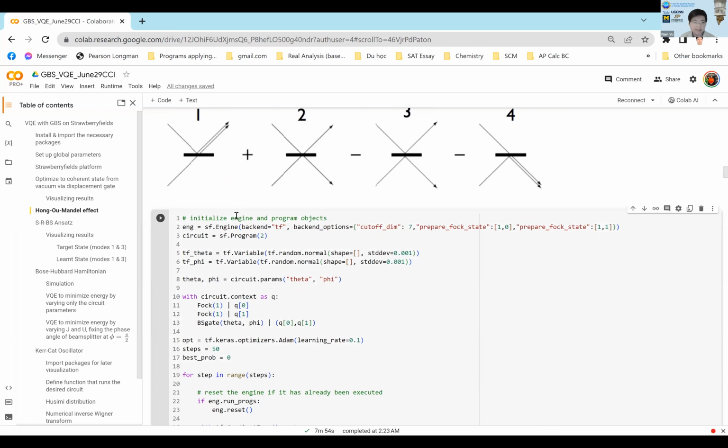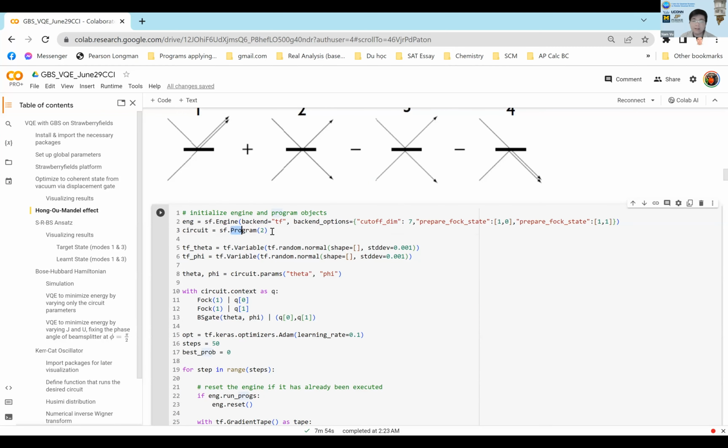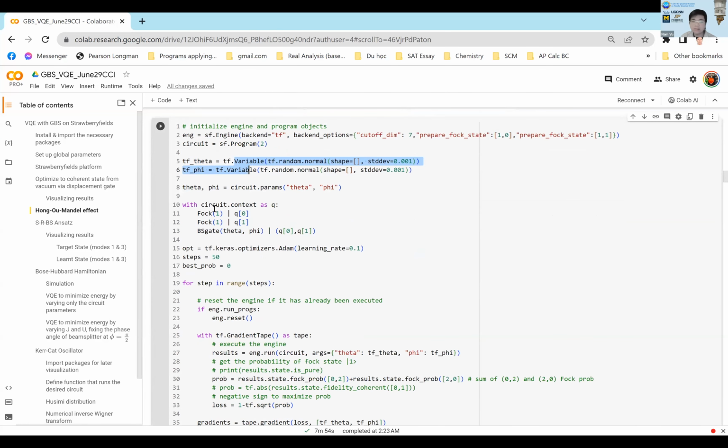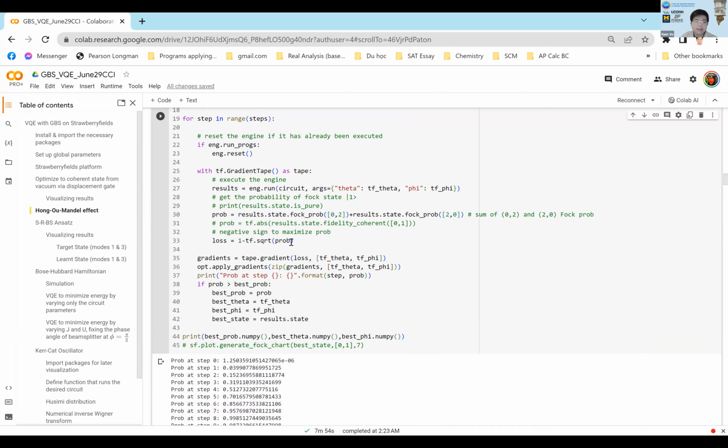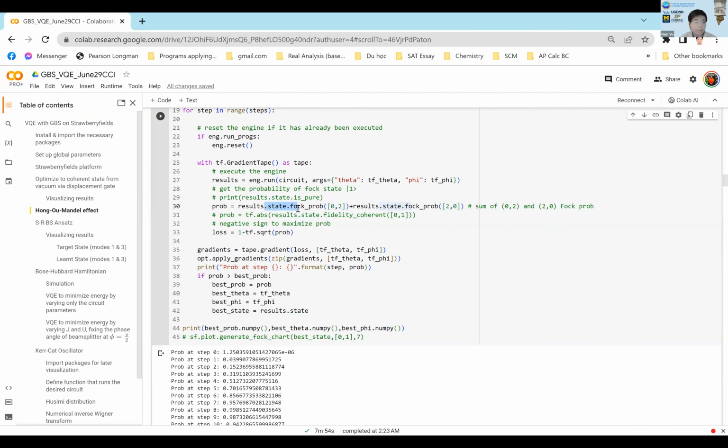because we want a 50-50 beam splitter. So again, I declare a circuit with two modes. I choose theta and phi randomly from a normal distribution centered at around 0. I pass them into a circuit. Here I have to prepare the initial state of 1, 1 and apply the beam splitter gates with the parameters. Then an Adam optimizer was chosen, and I try to maximize the total probability.